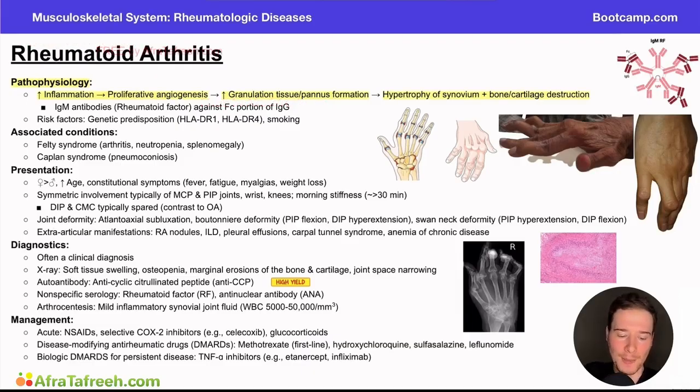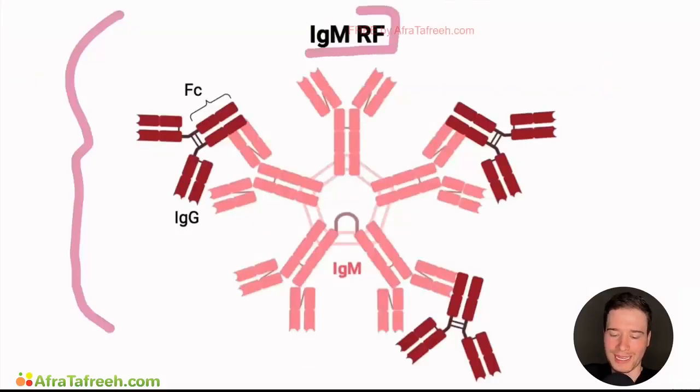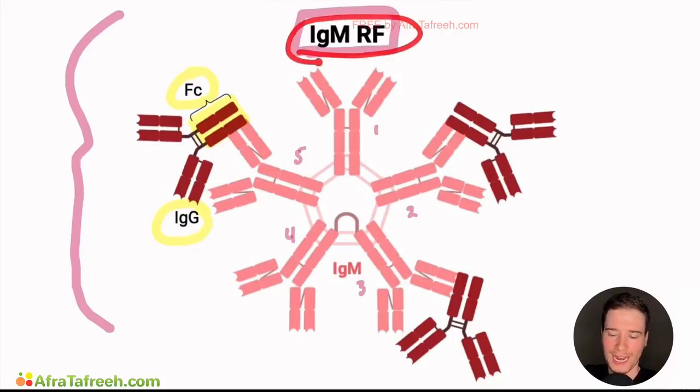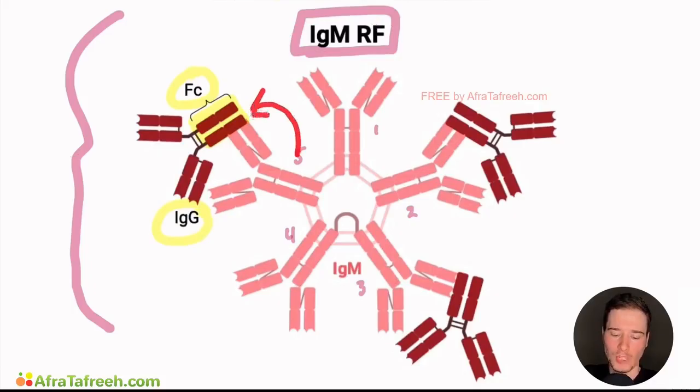And one of the primary ways this happens is when IgM antibodies, the rheumatoid factor, bind against the Fc portion of IgG. If you draw your attention to this image, you will see the rheumatoid factor antibody is an IgM antibody. And remember, IgM is a pentamer, meaning there are 5 separate antibodies that create the IgM structure. These antibodies bind to the Fc portion, which is this portion of the antibodies right here, of IgG molecules. So the IgM RF antibodies bind to the Fc portion of IgG antibodies, and this is one of the primary pathophysiologic mechanisms of rheumatoid arthritis.